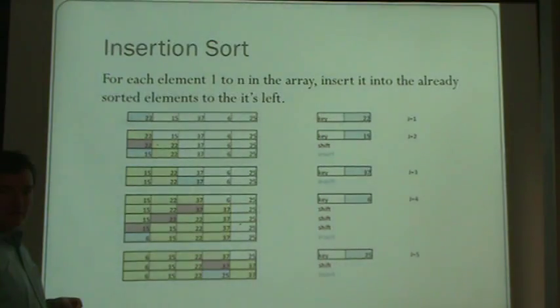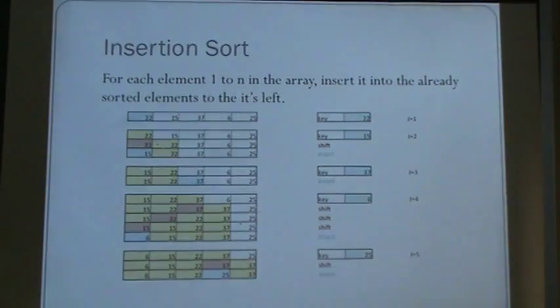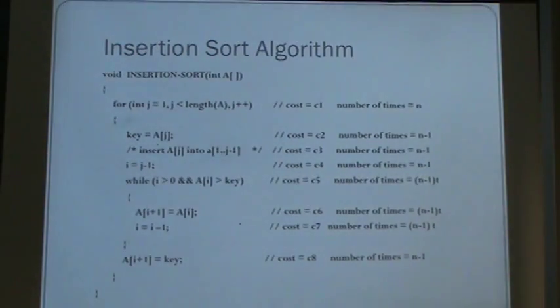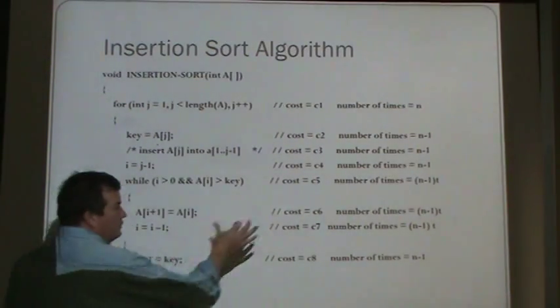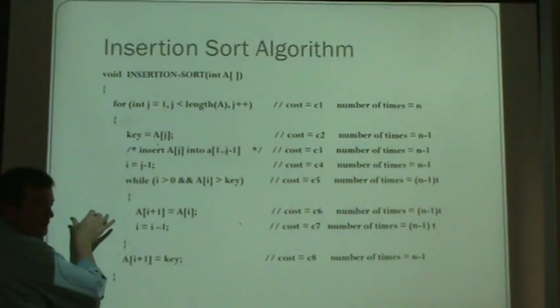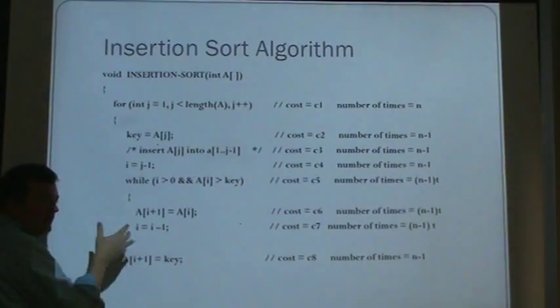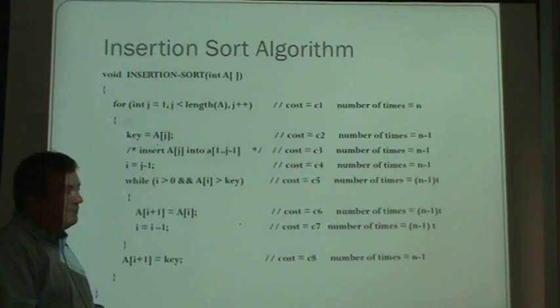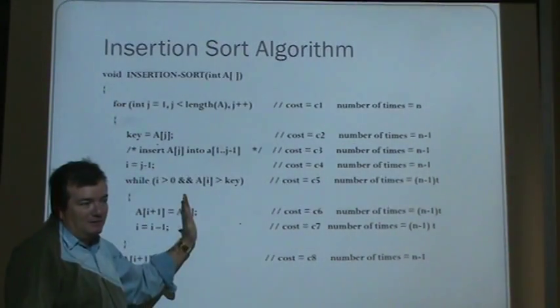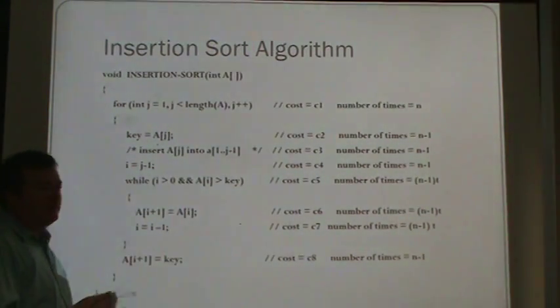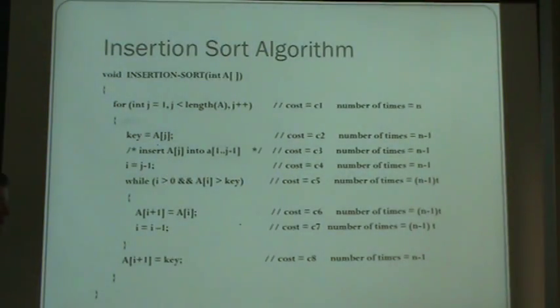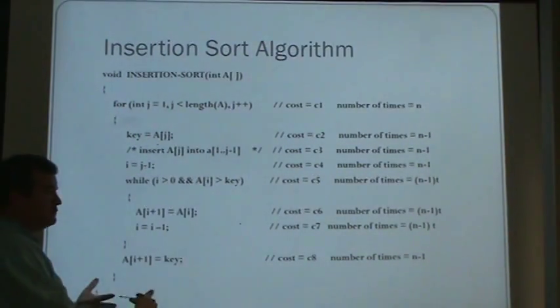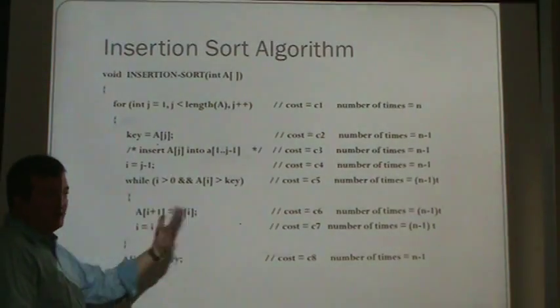N times? Is it always n times? Or is it n minus 1 times? Okay, but is it always n minus 1? Like, the new number we get, does it always go to the very beginning? No. Like, it goes somewhere, maybe at the beginning, maybe at the end, maybe in the middle. We don't know. Depending on how the numbers are originally given to us, it may take a long time or less time.